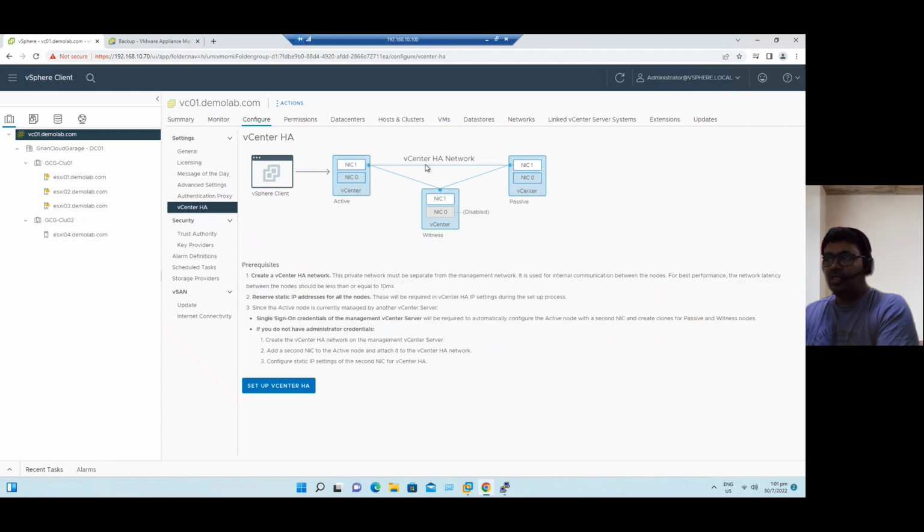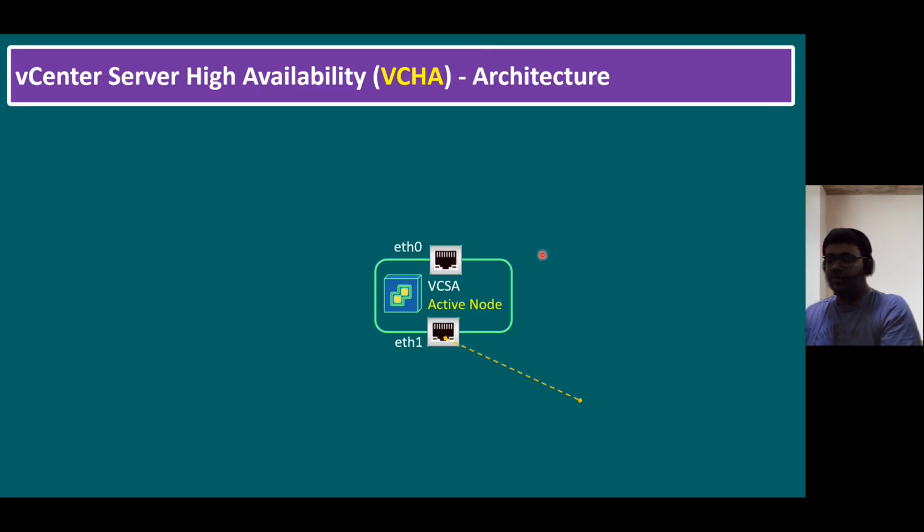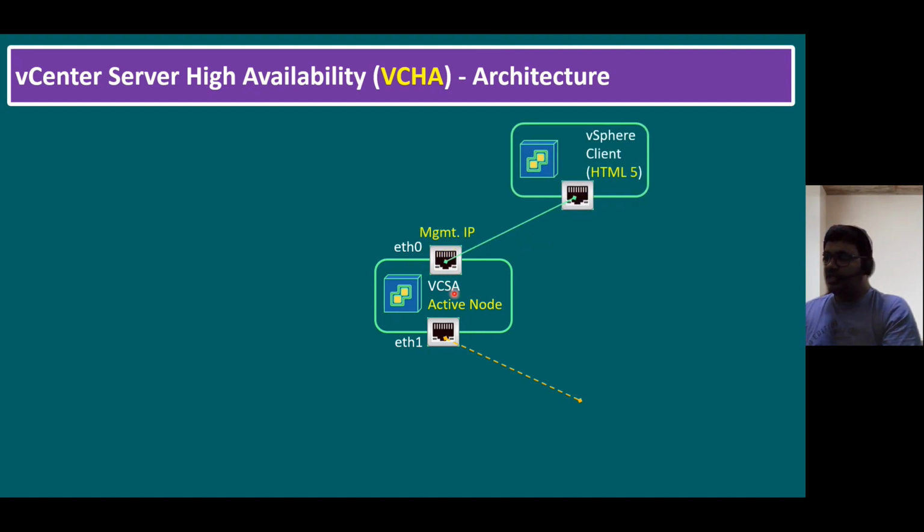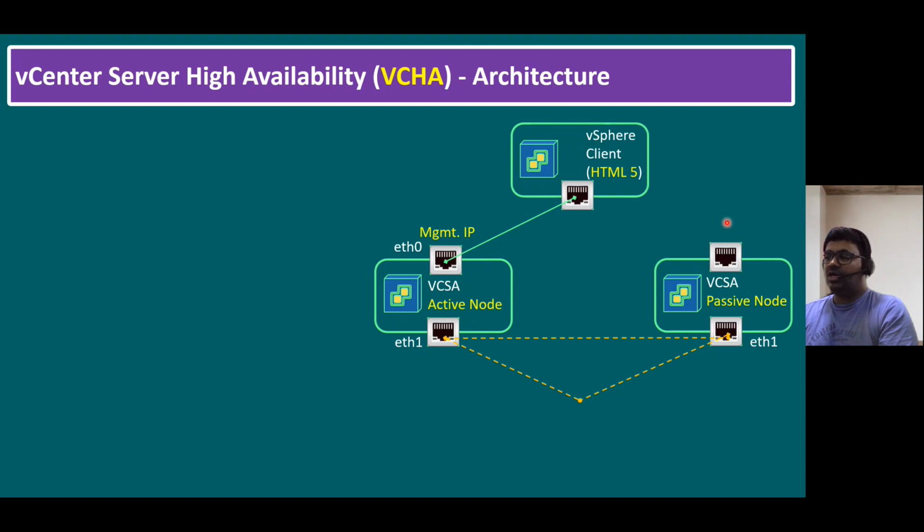By default, the active node, then we need to configure a passive node and a witness node. For one vCenter server, we can manage through the vSphere client. Using the vSphere client, connect to Ethernet 0 via the management IP, and then we have to configure an Ethernet 1 IP. Once we configure the Ethernet 1 IP, it allows you to set up the vCenter high availability feature. That feature option we just now verified. Once you enable setup VCHA, it will start deploying a VCSA passive node. We no need to do it manually. When you enable the setup option, it will automatically provision a VCSA passive node.